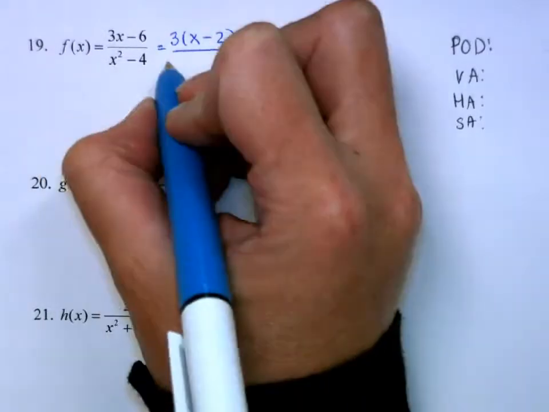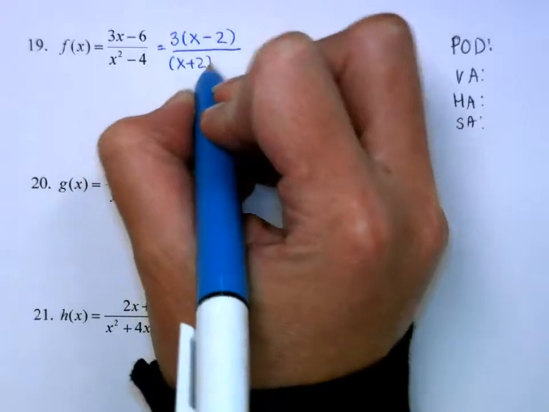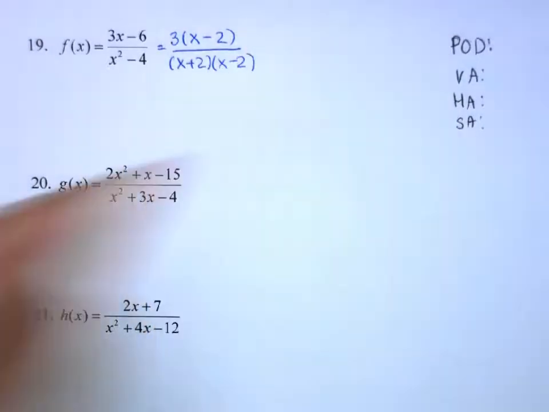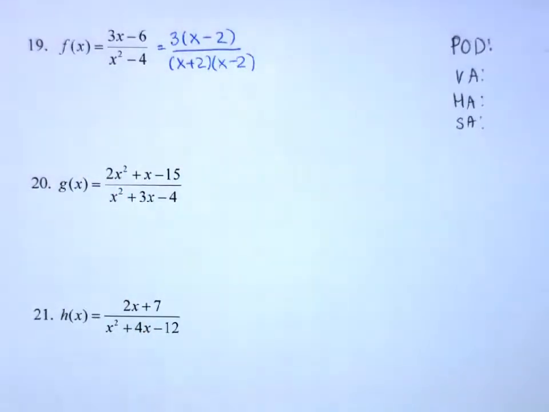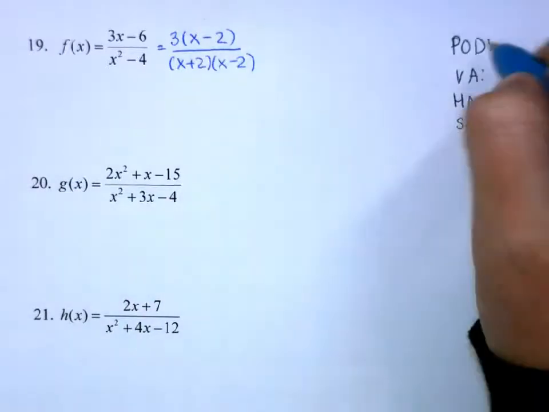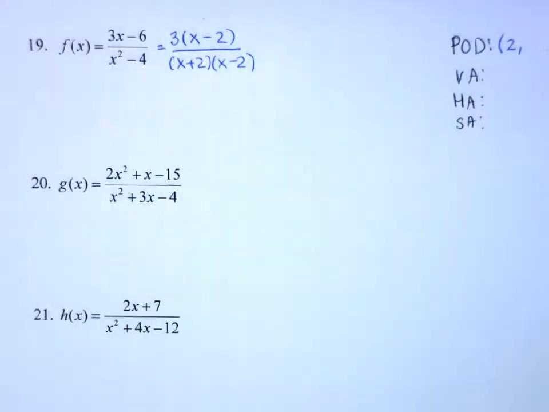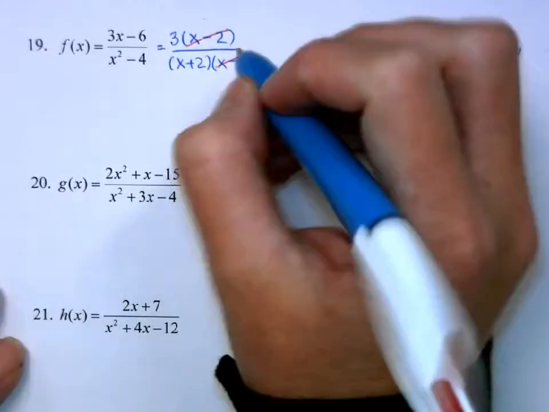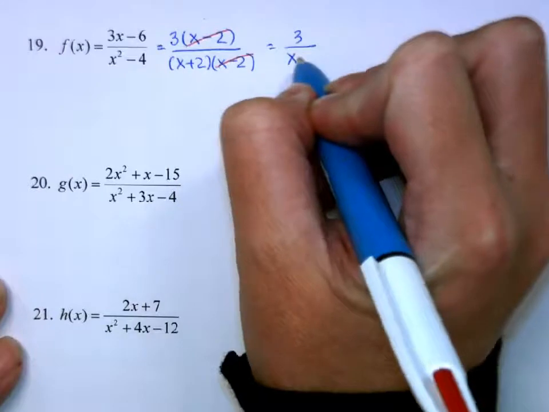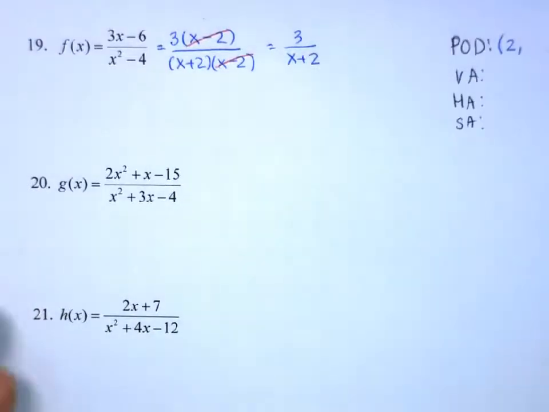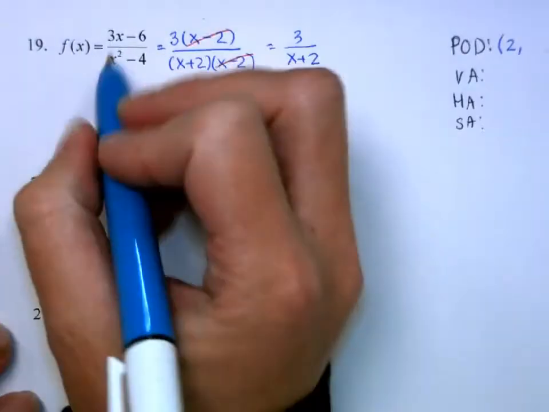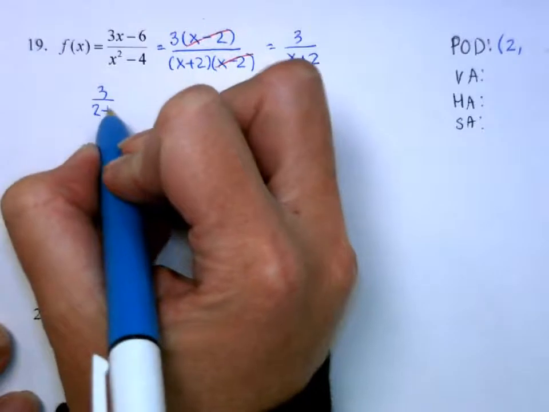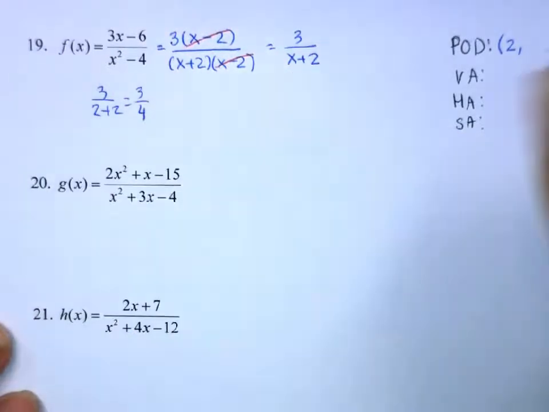Okay, so there is a point of discontinuity because there is a common factor. The x value will be the thing that makes that 0. Then we're going to remove the discontinuity. Okay, we're going to take 2 and plug it into what's left. So 3 over 2 plus 2 is 3/4. That will be our y value. To get full credit, you need an x and a y.